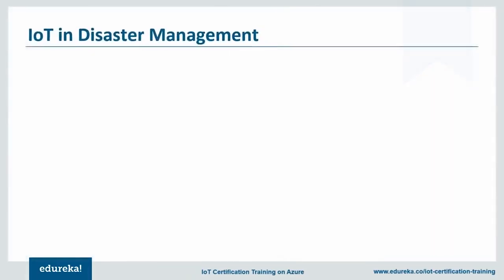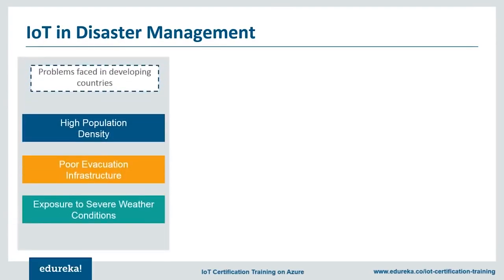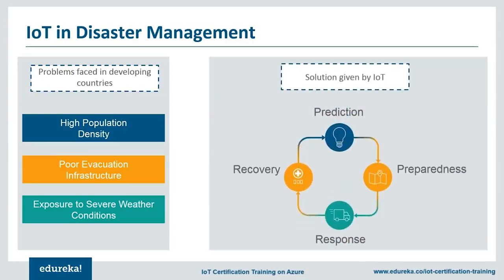Now, the IoT cannot stop disasters from happening, but it surely can help in preparedness and resilience during one. Due to high population density, poor evacuation infrastructure, and exposure to severe weather events, developing countries are more exposed to the risks of natural disasters and often have limited means to sustain the effects. As a consequence, according to a study, more than 95% of all deaths caused by a disaster occur in developing countries. IoT can compensate for this by prediction, preparedness, response, and recovery to rescue developing and emerging countries from their vulnerable positions.